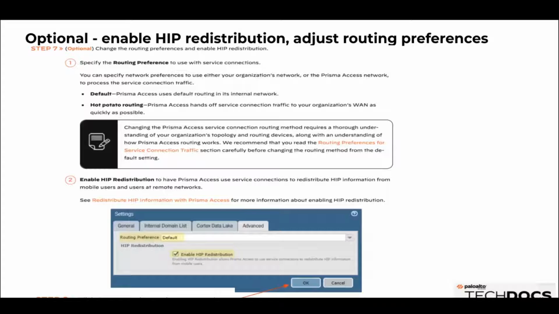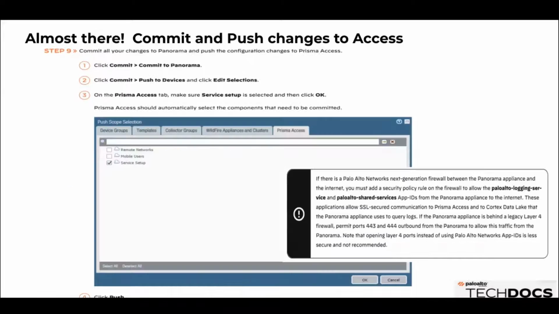Enable the HIP redistribution to have the Prisma Access service connection redistribute HIP information from mobile users and users at remote networks. So that's it. We are almost there. Now it's time to perform the commit. You have done all the configurations which are necessary and needed for your service infrastructure.